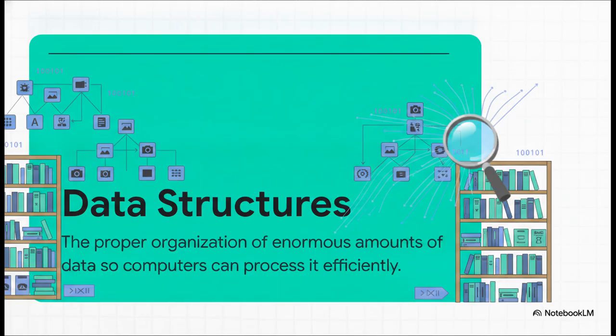Which brings us to the absolute core concept of today's explainer, data structures. Computers process mind-boggling amounts of data every single day, and they literally have to organize it properly to work efficiently. So a data structure is really just a specialized format for organizing, processing, retrieving, and storing data. It's basically the digital equivalent of those neatly labeled bookshelves, making sure that when your computer needs a piece of information, it knows exactly where to grab it.